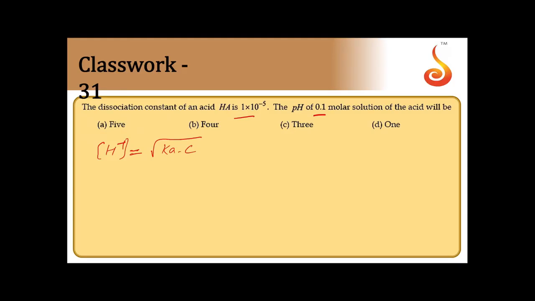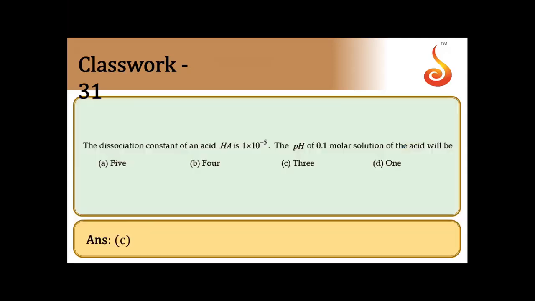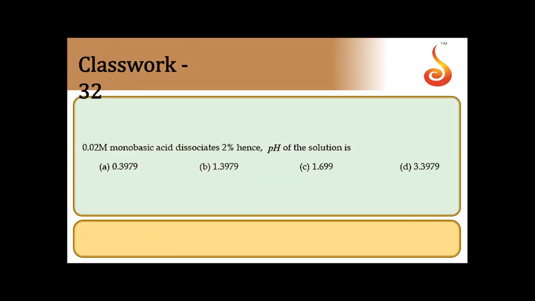So Ka is given as well as concentration is also given to us, which is equal to square root of 10 to the power of minus 5 into 0.1, which makes 10 to the power of minus 6, means 10 to the power of minus 3 we have. So H plus 10 to the power of minus 3 means pH value will be equal to 3. So pH is 3. Option is option C we have. So for weaker acids, H plus is equal to square root of K into C. So answer is 3 we have. So 3 is the answer.